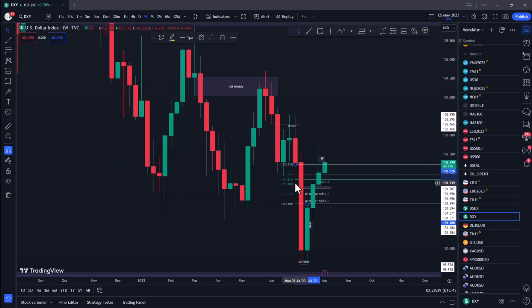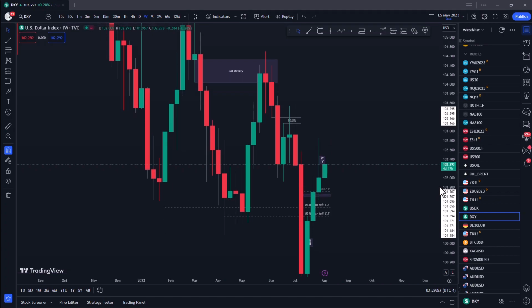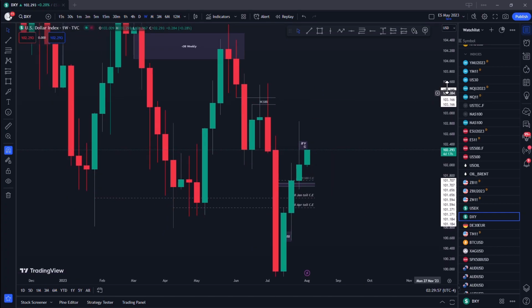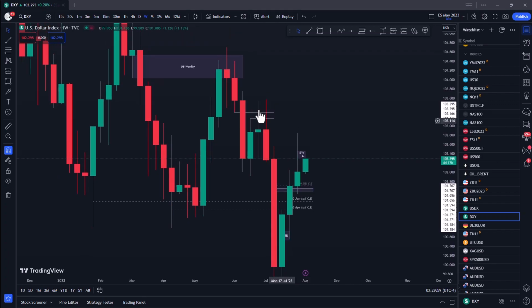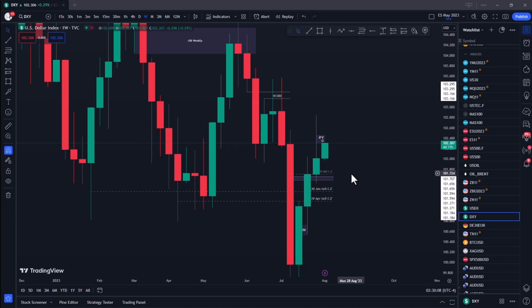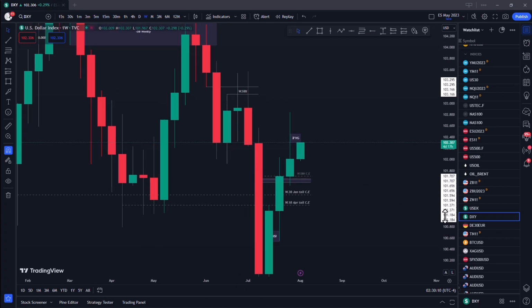The 50% is at that point, the consequent encroachment, and you can see we closed above the consequent encroachment of this sell side imbalance. So now going into the new week, I believe that we may actually now be bullish on the dollar. I believe we may be seeking for this buy side next, but that all depends on how we trade in the next 2 days of the market.